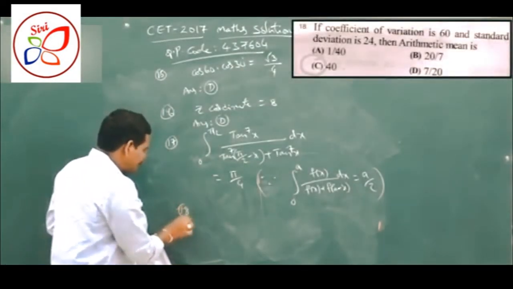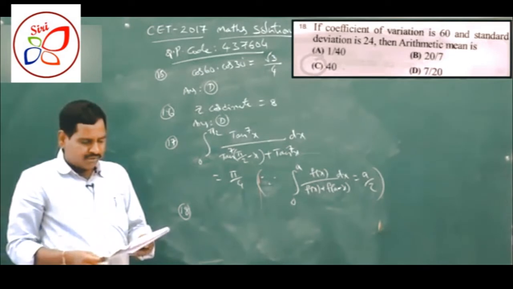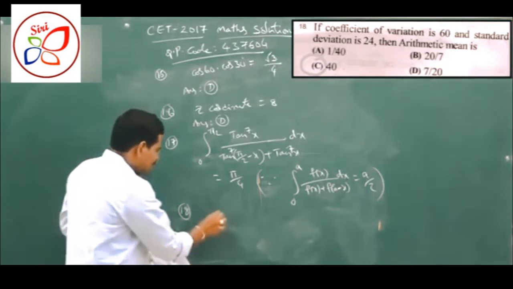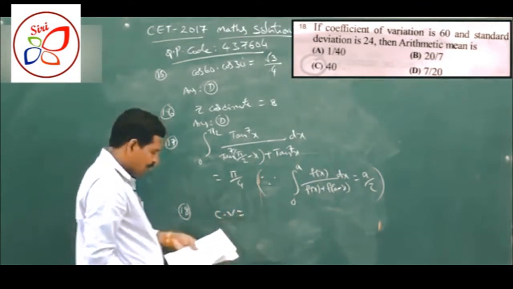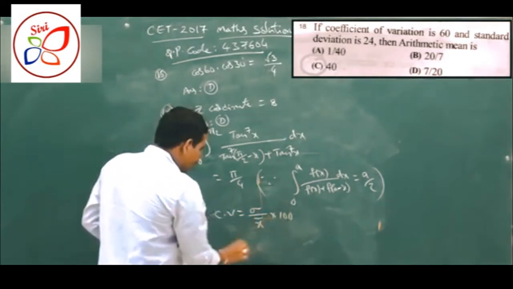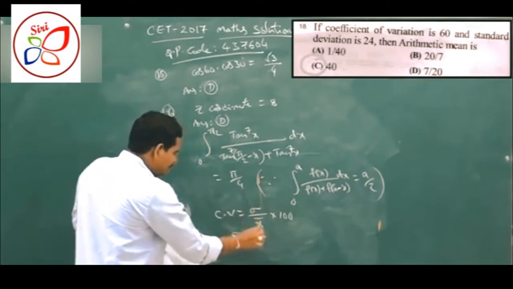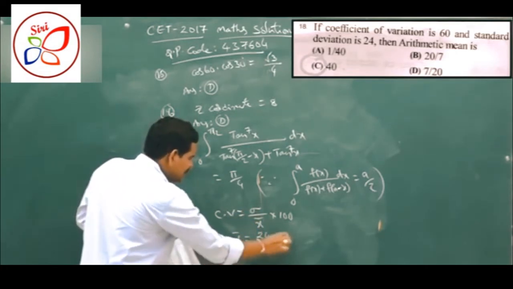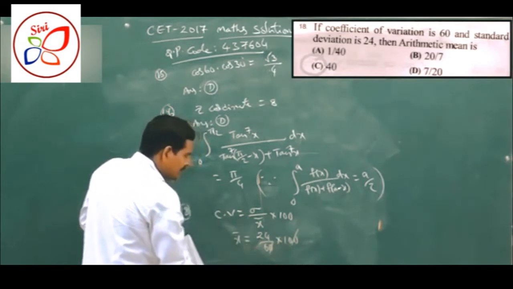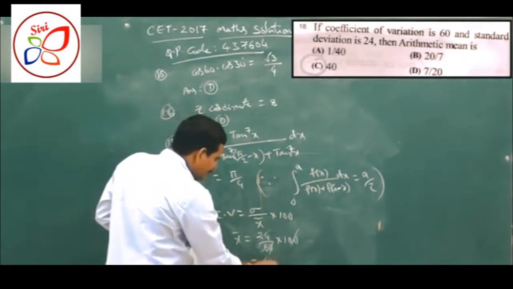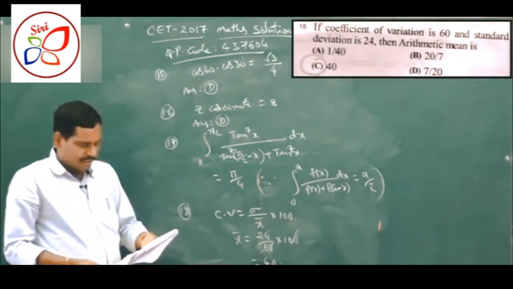Question number 18. Coefficient of variation is 60, standard deviation is 24. What is arithmetic mean? Relation is CV is equal to sigma by mean into 100. Required mean is equal, sigma is 24 by CV is 60, into 100, cancel 0 and cancel 6, 4 times into 10, 40. So that answer is C.